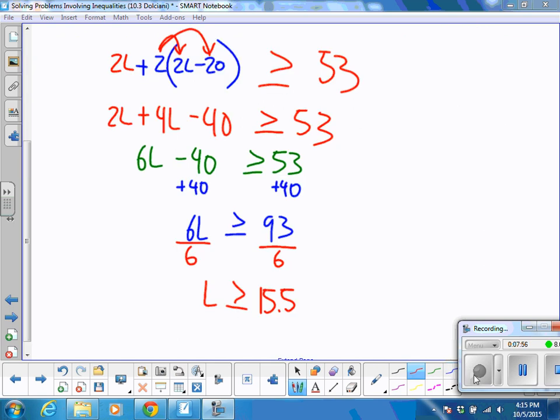All right, when I worked through this problem, notice my symbol did not flip. I did not multiply or divide by a negative number. But when I distributed, did my addition property of equality and my division property of equality, I see that my length needs to be greater than or equal to 15.5. It seems like it could be just a little bit bigger than that, but let's look at my original question.